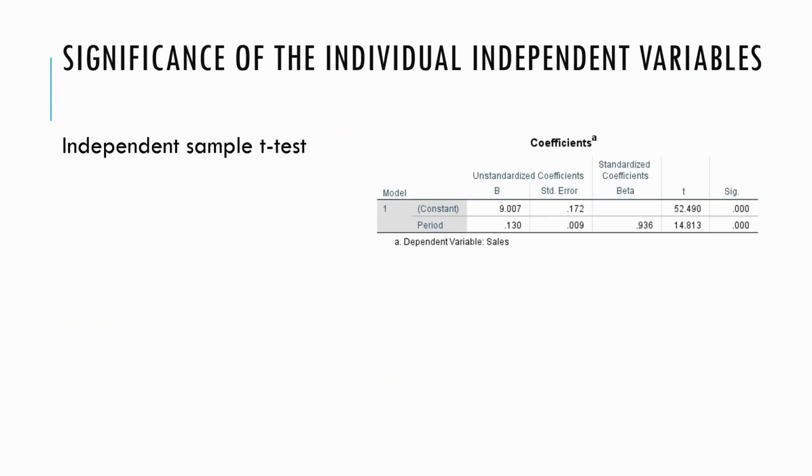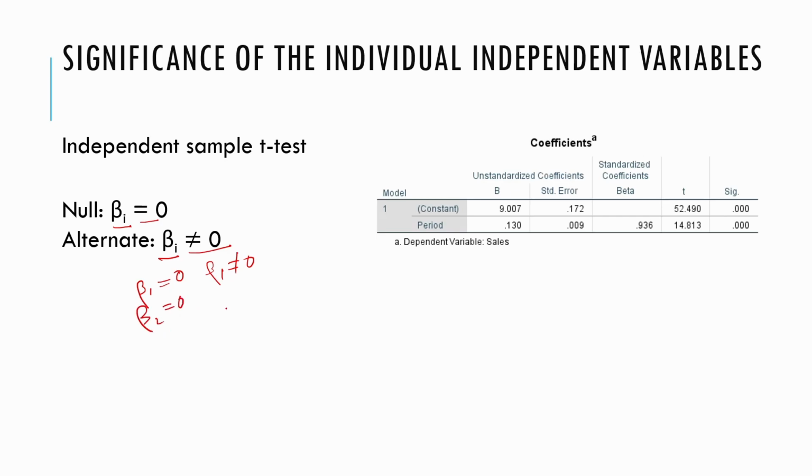Okay, finally, the significance of the individual independent variables. This is not really so important for a simple linear regression, where you have only one independent variable. Basically, what they are testing here is again beta i equal to 0 versus not equal to 0. If multiple independent variables are there, multiple such hypotheses will be there, like beta 1 equal to 0 versus beta 1 not equal to 0, then beta 2 equal to 0 versus beta 2 not equal to 0, and so on. But in simple linear regression, you have only one variable, that is beta 1 basically.